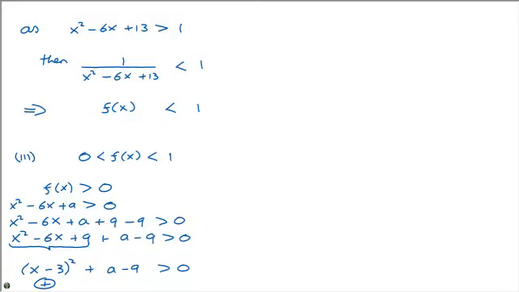So we know that bit is going to be positive. In order to examine what values of a, we need to say to ourselves, what value of a will ensure that a minus 9 is always positive. So we'll take a minus 9. Where is a minus 9 greater than 0? a must be greater than 9. So when a is greater than 9, f of x is greater than 0.